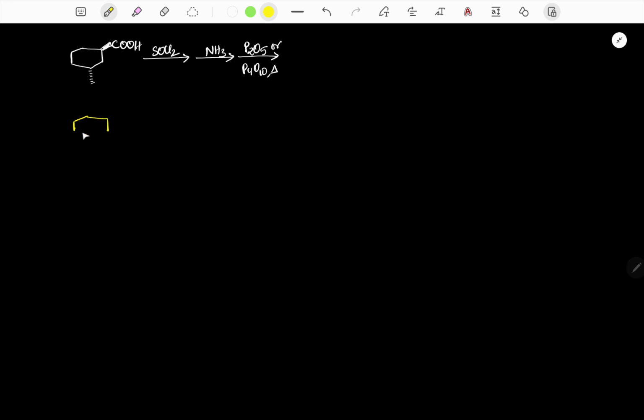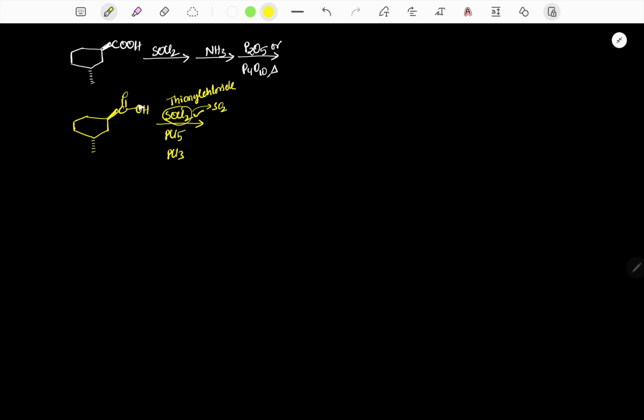The reactant has carboxylic acid. The carboxylic acid is treated with SOCl2. It is called thionyl chloride. In place of SOCl2, we can also use PCl5. We can also use PCl3. But among these three, SOCl2 is always best, because here SOCl2 will be converted into SO2, which is a gas, so it drives the reaction to completion.